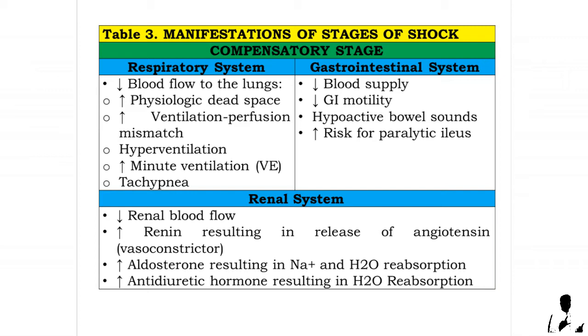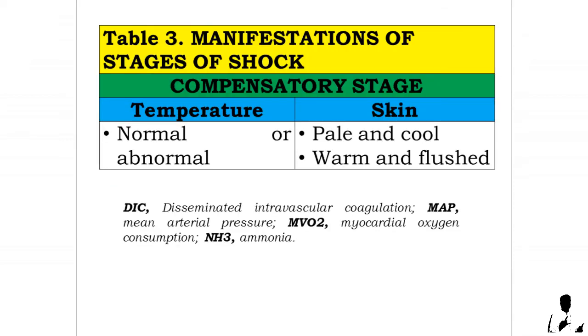Renal system. Decreased renal blood flow, increased renin resulting in release of angiotensin, which acts as a vasoconstrictor. Increased aldosterone resulting in sodium and water reabsorption. And an increased antidiuretic hormone resulting in water reabsorption. Temperature is within normal or abnormal range, and skin is pale and cool, warm and flushed.